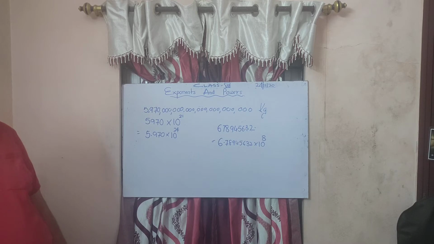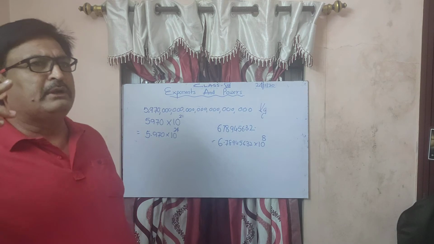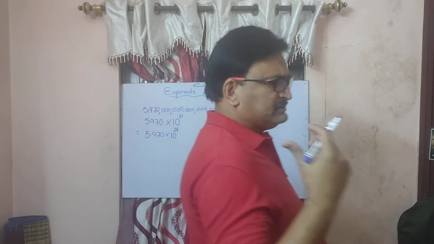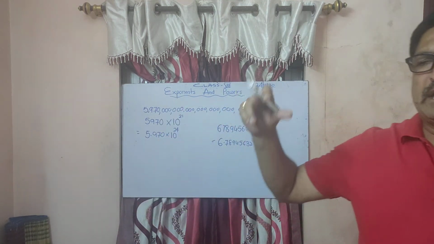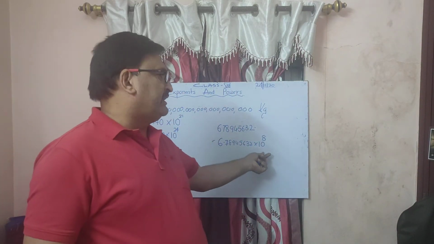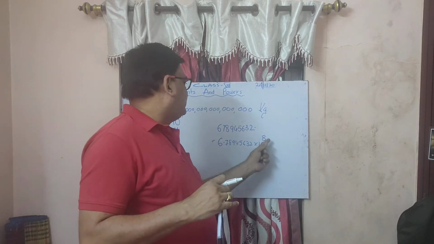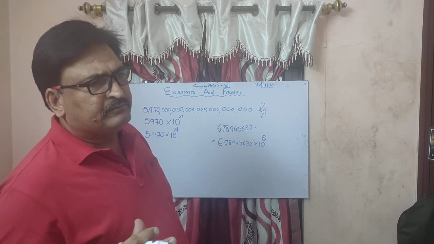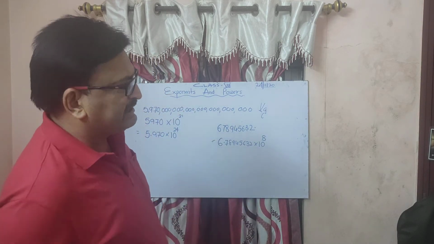10 to the power 8 means what? This number is multiplied by 10, 8 times. 10 into 10 into 10, 8 times you can write 10 and afterwards. So that is what we have done. We have compressed it, so we have made it 10 to the power 8. Otherwise we could have written 10 into 10, 8 times. In that place what we have written? 10 to the power 8. The simpler way to write anything.